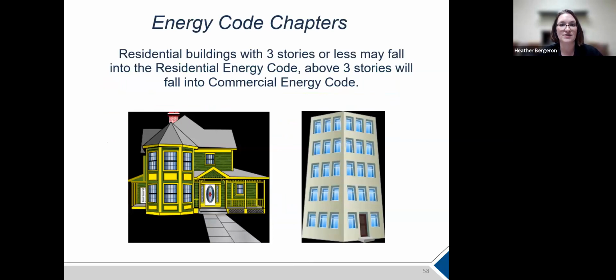And here's some information as far as your energy code chapter. This is just showing you a comparison and how a building is considered residential or commercial. Residential buildings with 3 stories or less may fall into the residential energy code. If you're typically above 3 stories, it may fall into the commercial energy code. Sometimes there are residential buildings that have maybe 4 stories, if you have a terrace or something like that, that they're considering a 4-story on that top level. But it's all based on the area you're in and what energy code you're going to fall within.